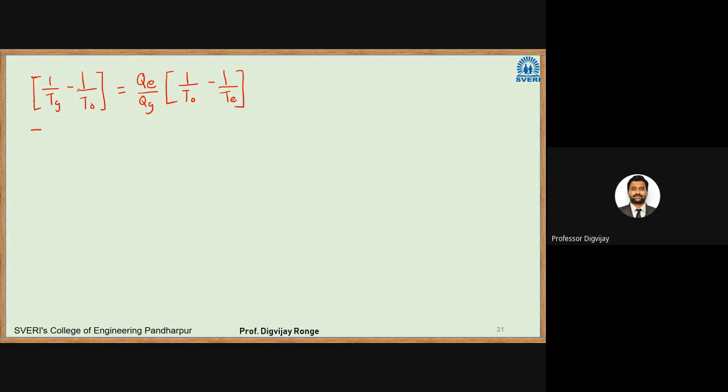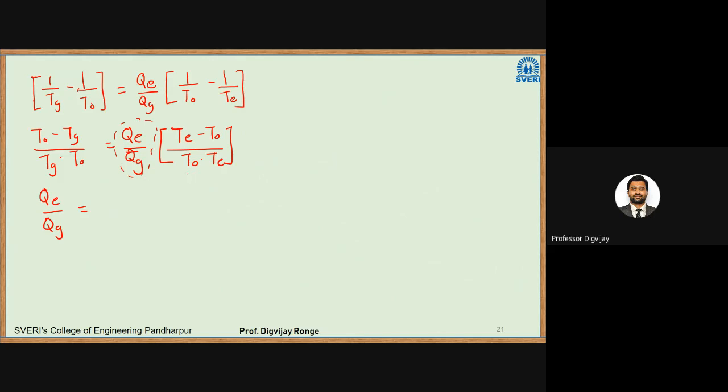So this will be To minus Tg divided by Tg into To is equal to QE divided by Qg, here in bracket Te minus To divided by To into Te. So our objective is this term, QE divided by Qg, which is nothing but the COP. I will keep this on one side, so QE divided by Qg on one side. So I will transfer this to the LHS. So how can I transfer this?